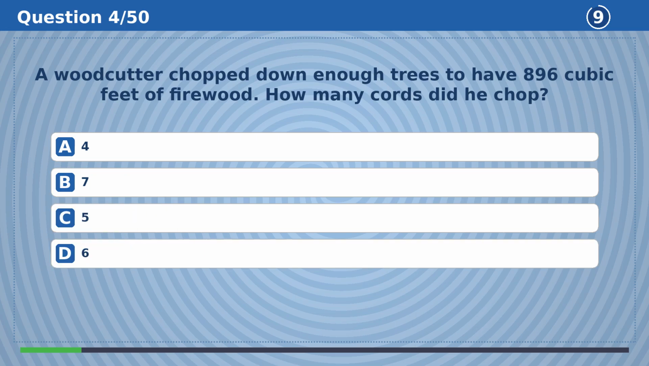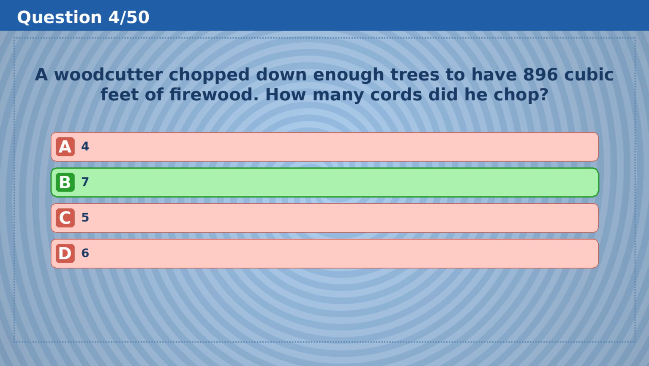A woodcutter chopped down enough trees to have 896 cubic feet of firewood. How many cords did he chop? The answer is B. 7.